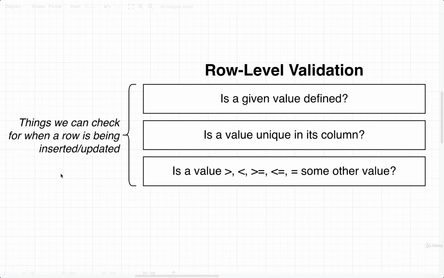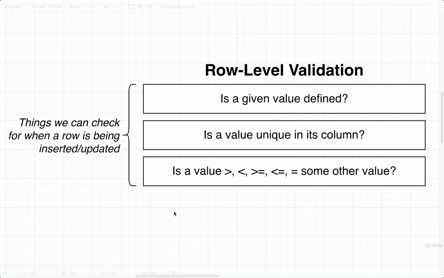The 3 ways in which we can validate a row is to make sure that a given value inside of it is defined. We can make sure that a value inside the row is unique inside of its column. And finally, we can apply a little bit more flexible validation using greater than, less than, equal to, and so on. We can make sure that some given value is maybe less than another value, or some value is greater than another value, or equal to some string or something like that. So we're going to take a look at examples of all 3 of these different row-level validations.